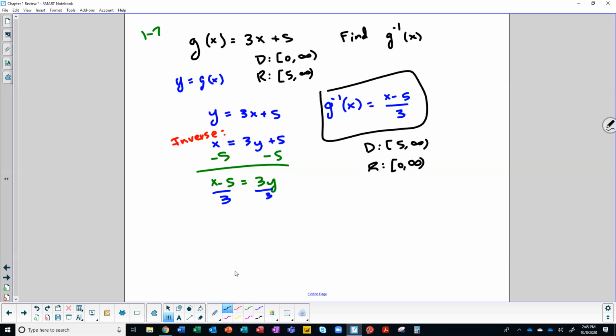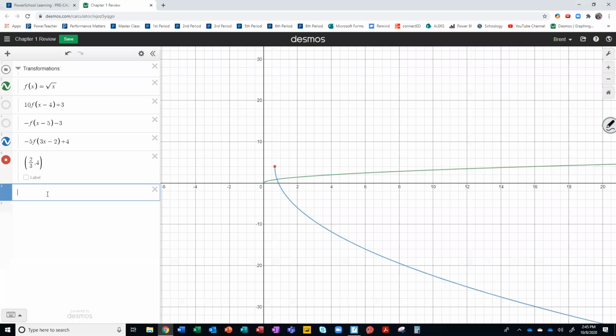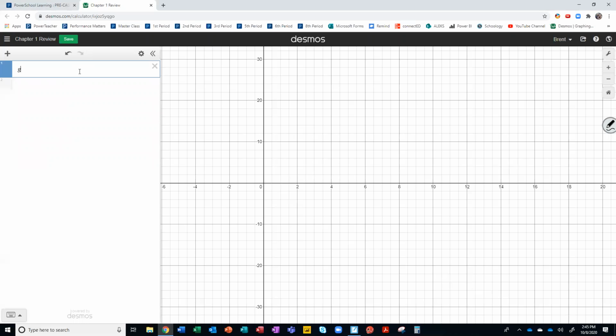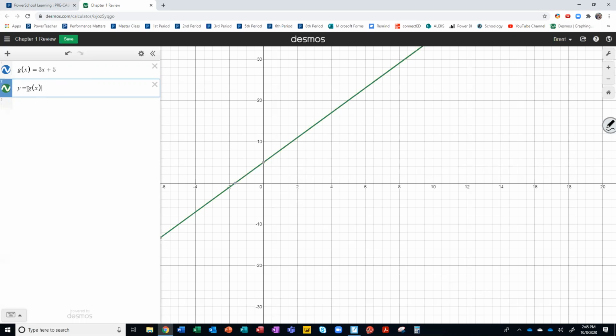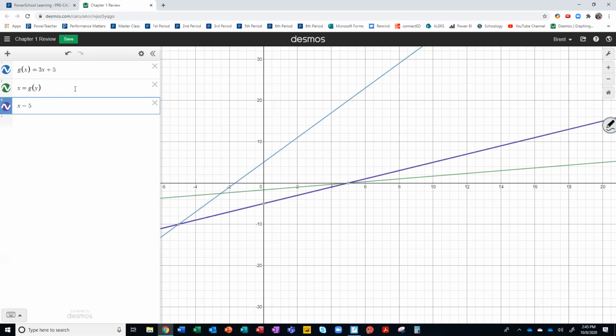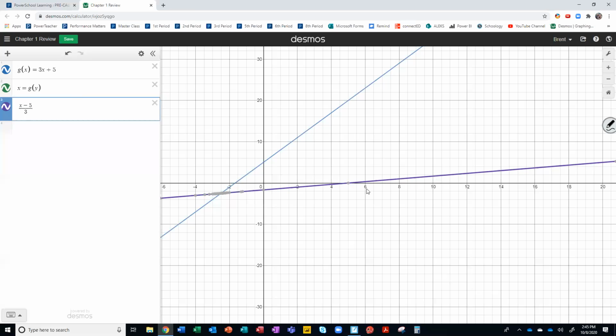And now I'm going to show you this by way of graph. G of x equals 3x plus 5. There's your equation. For the inverse, instead of y equals g of x, which is what we normally think of, you switch your x and y. So x equals g of y. That's going to be the inverse, and test our answer. What do we get? X minus 5 over 3. Check it. Is it the same?